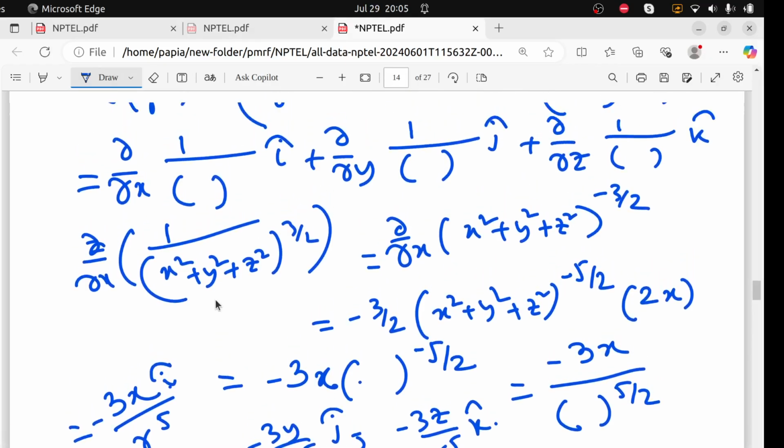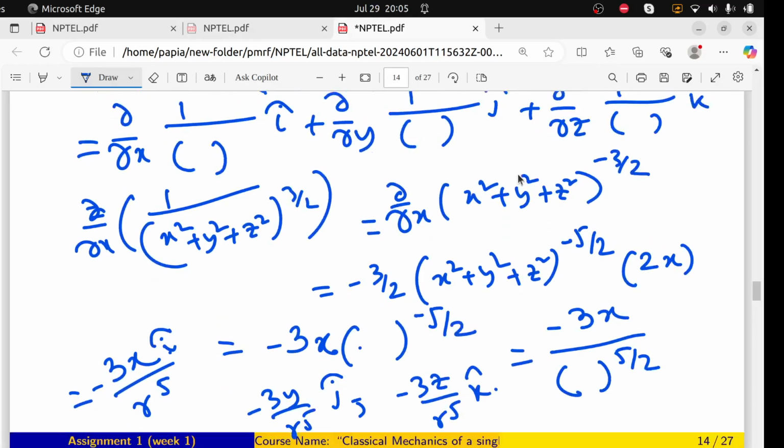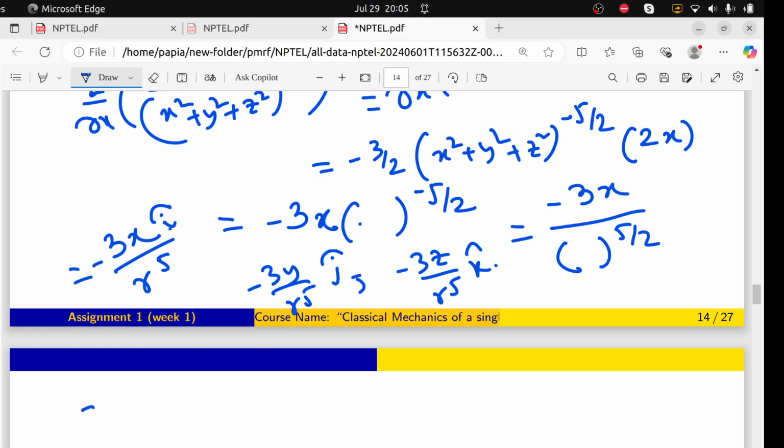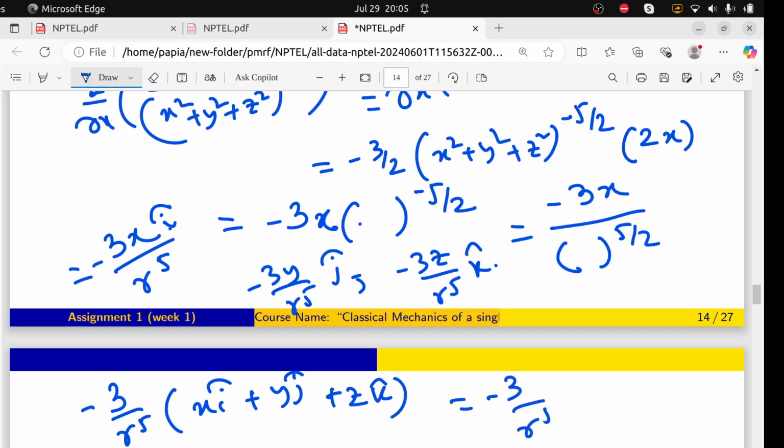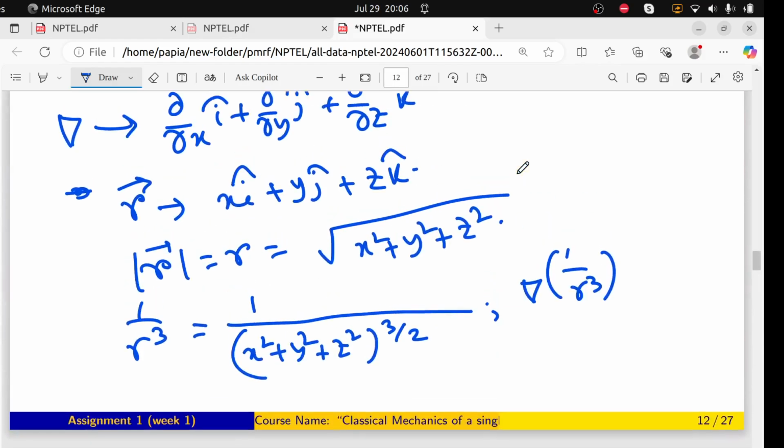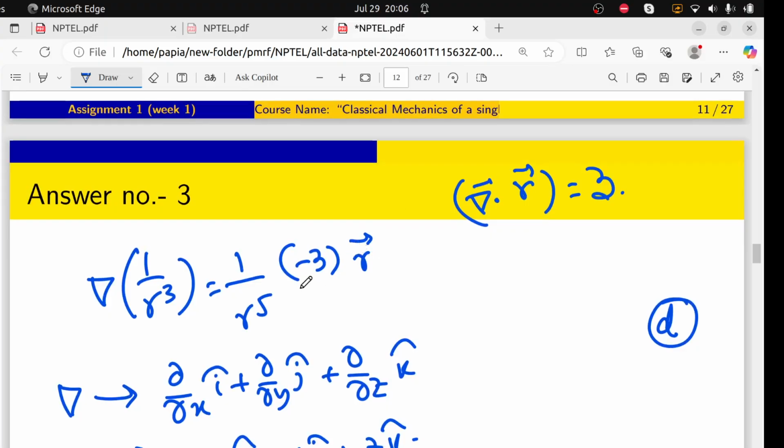So if now I am going to add these three things, then it will come as minus 3 by r to the power 5 x i cap plus y j cap plus z k cap. So it is nothing but r vector. You got my point? That was my solution. This. Yes, ma'am. Okay.